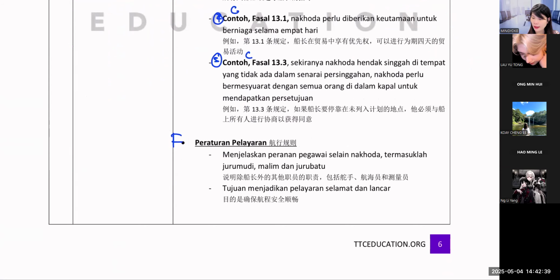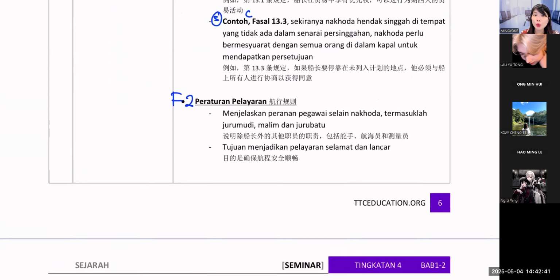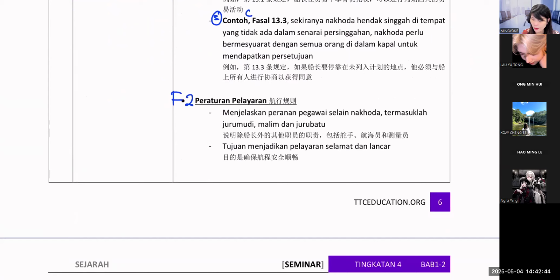Then the next one, peraturan pelayaran, fakta 2. They are talking about, first of all, peraturan pelayaran will be our peranan pegawai selain nakhoda. And then at the same time, we have, what is jurumudi? Jurumudi is navigator. All right, navigator. Jurumudi or malim is the same thing.